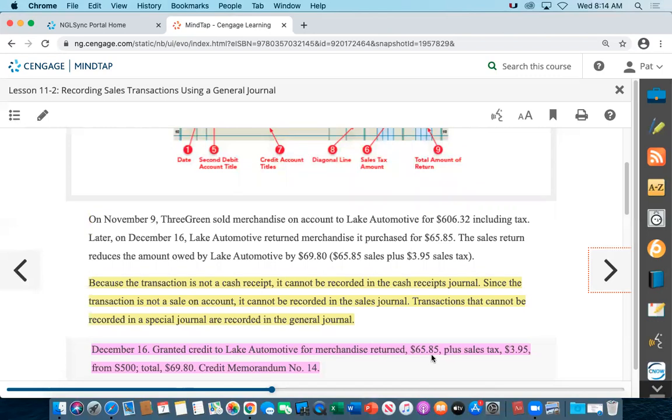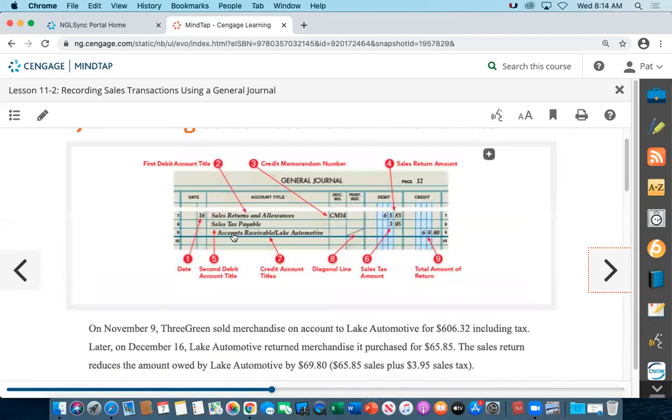Okay. So in our transaction, it says December, granted credit to Lake Automotive for merchandise returned $65.85 plus tax $3.95 from sales slip 500 for a total of $69.80. Credit memorandum. All right, that's right. So you can kind of think, all right, we've got this merchandise being returned. It says credit memorandum. We've got to return the sales tax, record that as well, because we don't want to pay the government $3.95 because we didn't make that sale. That sale no longer exists. They're returning those goods. So we need to lower our payable.